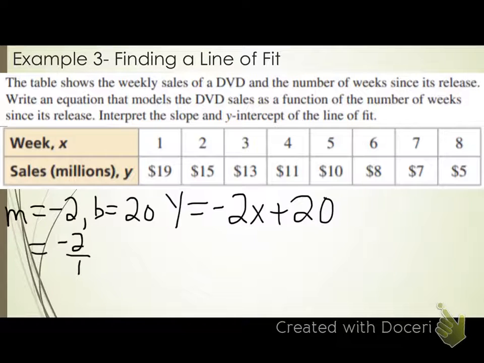Well, what's my change in x on the bottom? Per one, what is the units for x? Week. So to interpret the slope, I could say the sales are decreasing by approximately $2 million per week. Does that make sense? Because it's my change in y over my change in x. Decrease in my change in y. Sales are decreasing by about $2 million per 1 week. Does that make sense from my interpretation of the slope? Okay.